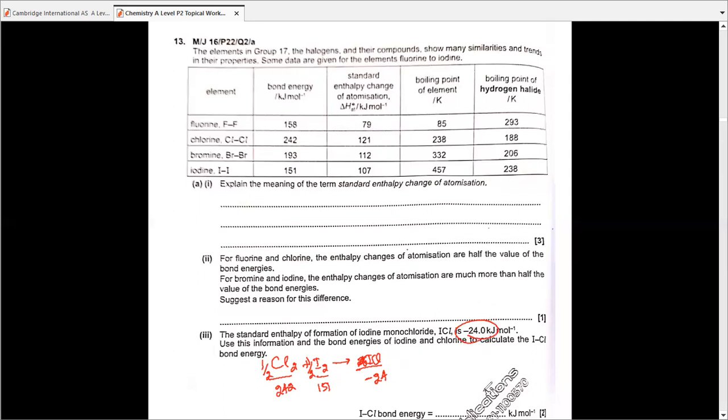Since we're talking about bond energies, and bond energies are affected by neighboring molecules, it's better that we talk about just one mole of this compound. So don't take this value, take half of it, like this, and then you can use minus 24.